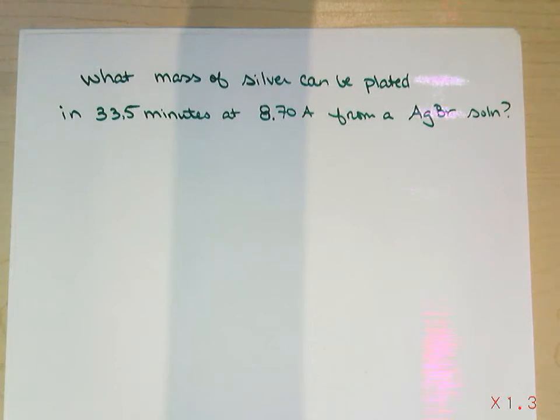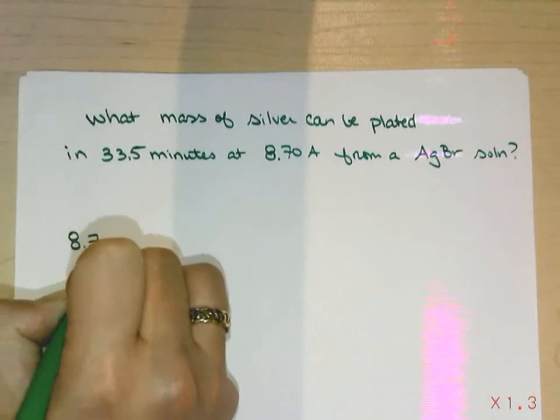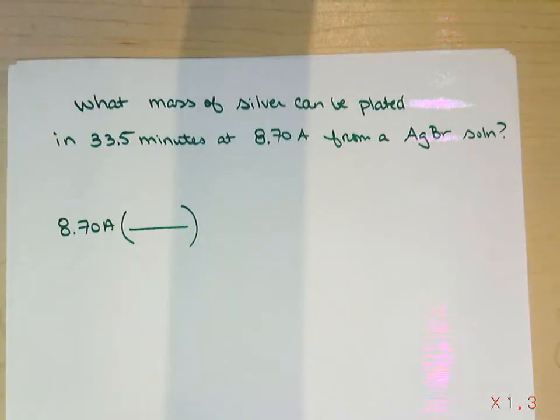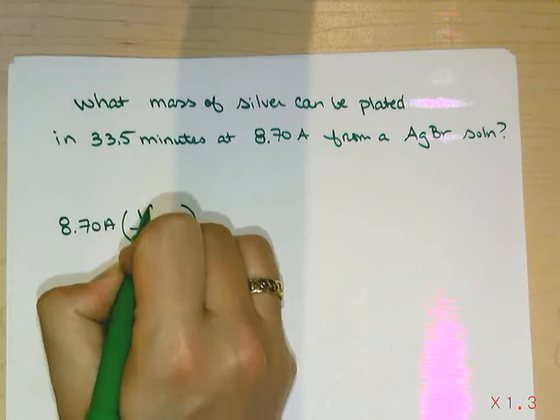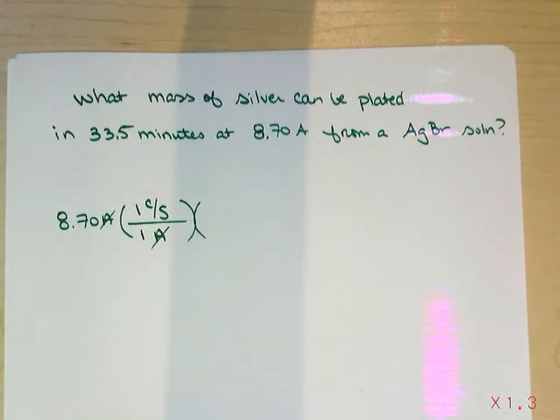Okay, do you want to start with amps or minutes? Doesn't really matter. Amps is fine. That's fine. All right, how do I turn amps into some sort of time measurement that I can use with these minutes? An amp is equal to a, okay? All right, so then 33 minutes is how many seconds?